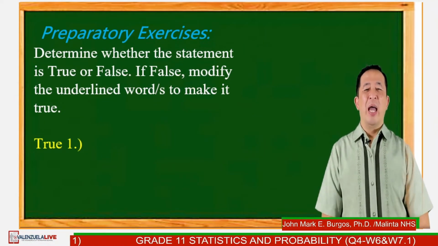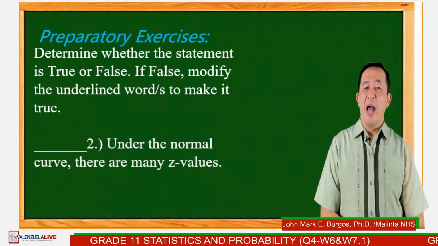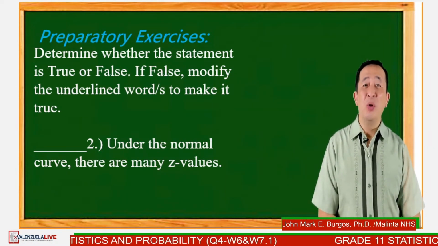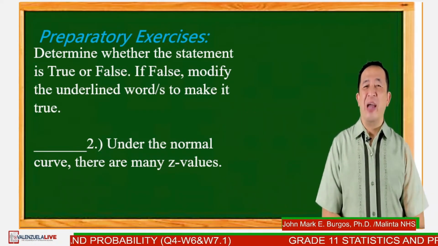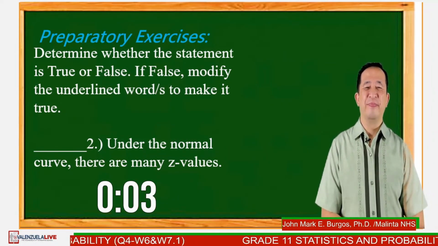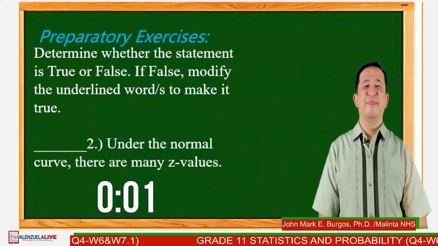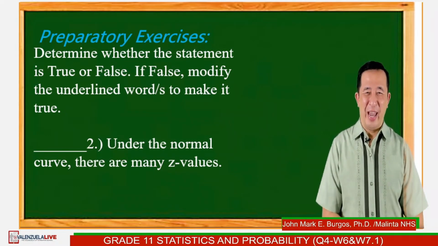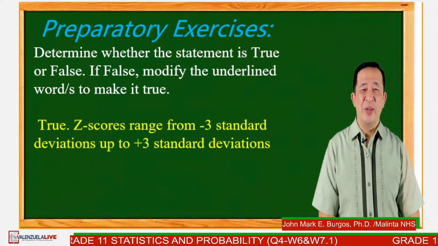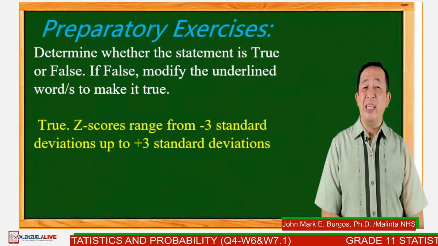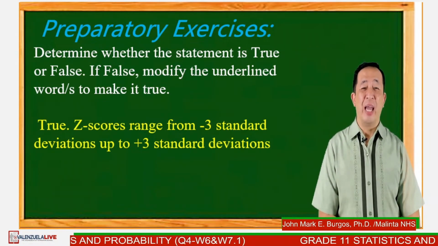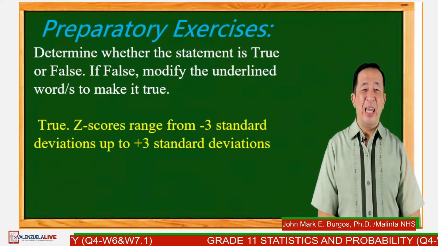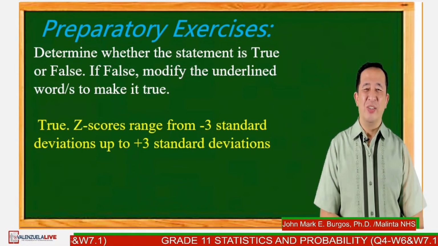Number 2. Under the normal curve, there are many z values. Is it true or is it false? 5 seconds. Yes, you are correct. The answer is true. The reason is because z-scores range from -3 standard deviations up to +3 standard deviations.